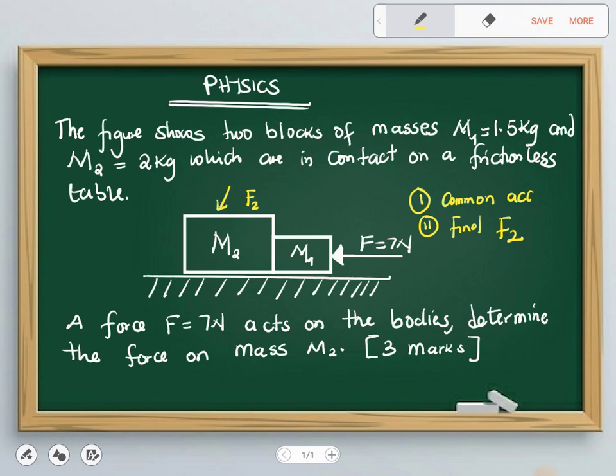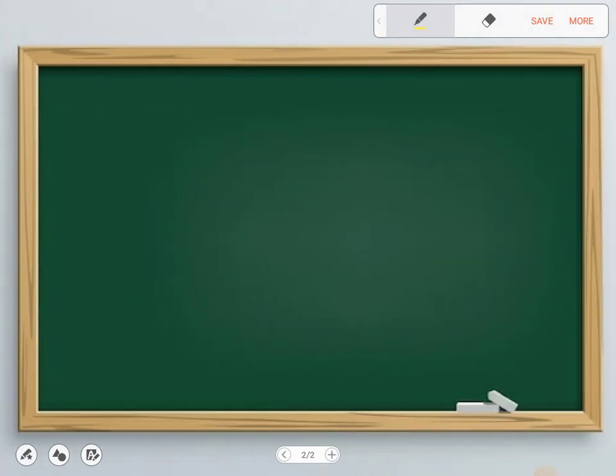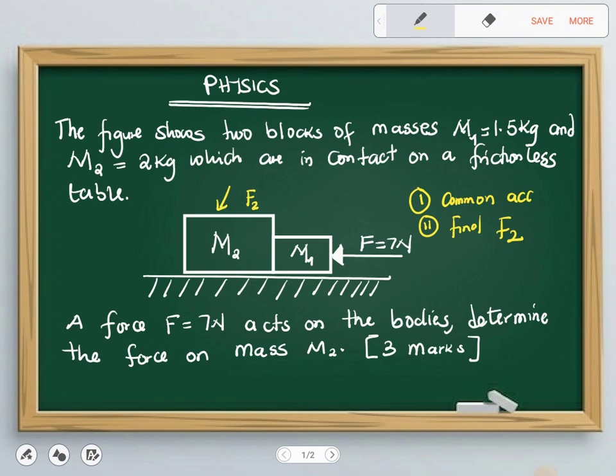All right, so let us first find the total mass of the entire system. Total mass, we have 2 plus 1.5, which is giving us what? 3.5 kg. That's the total mass that we have because we got 1.5 and 2. Step 2, let us now find the acceleration because we know the force. Remember they are saying a force acts on the bodies. That means this force is acting on this body and also on that body.